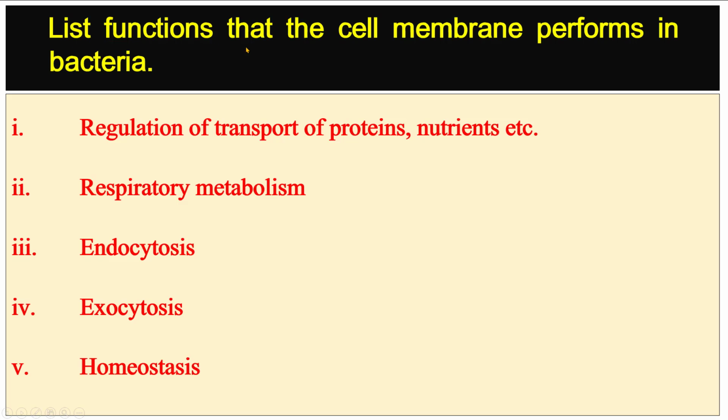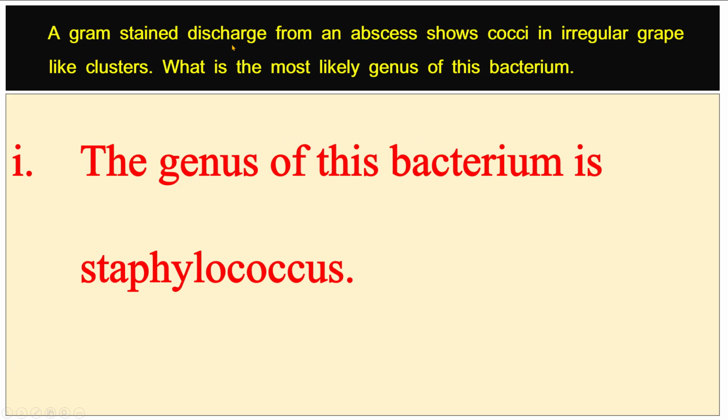List functions that the cell membrane performs in bacteria. Number 1. Regulation of transport of proteins, nutrients, etc. Number 2. Respiratory metabolism. Number 3. Endocytosis. Number 4. Exocytosis. Number 5. Homeostasis. A gram-stained discharge from an abscess shows cocci in irregular grape-like clusters. What is the most likely genus of this bacterium? The genus of this bacterium is Staphylococcus.